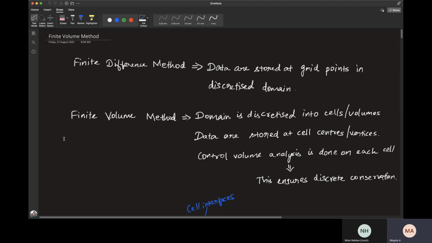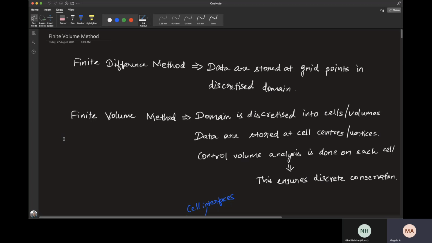The finite volume method is wherein you discretize the domain into cells or volumes. Instead of discretizing the domain into points, you discretize it into cells or volumes. And here, the data are stored at either cell centers or at vertices. For each of those cells, control volume analysis will be done and you derive your finite volume update formula.